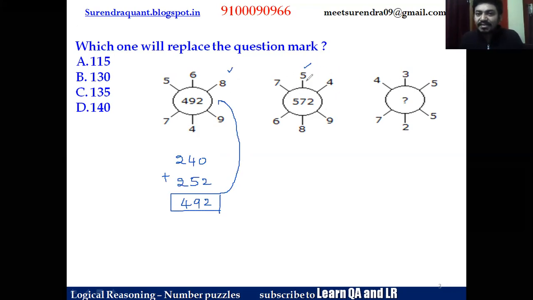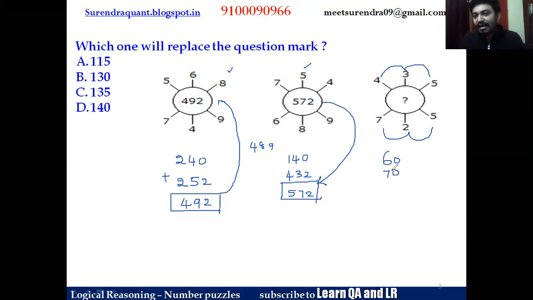Now let's see here. 7 5s are 35, 35 4s are 140, 6 8s are 48, 48 9s are 432. So the sum of these two is 572, and that is the number inside the circle. If you do the same process, 4 3s are 12, 12 5s are 60, 7 2s are 14, 14 5s are 70, and then you need to take the sum of these two numbers. The sum is 130. So the missing term is option B, 130. So this is one idea to solve many of the number puzzle questions.